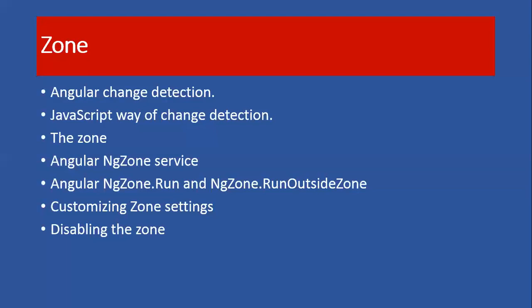Zone provides two things: the execution context, which keeps the value of the environment, and also hooking of multiple events. So whenever such an event happens, it knows that something would have changed, and it runs its change detection.